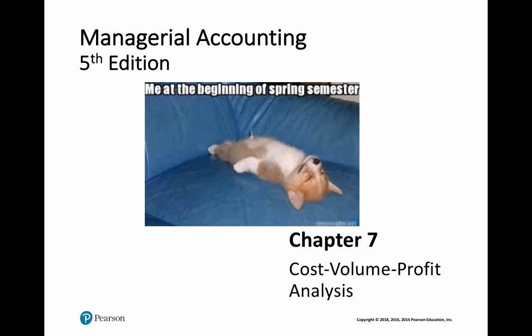Today we're going to get started on Chapter 7. We're going to be talking about Cost Volume Profit Analysis, or CVPA, CVP, a couple of abbreviations for that. And this is really where we're going to dive in and see why it's important to understand how we break out our variable cost versus our fixed cost for our accounting system in the companies that we are working on.